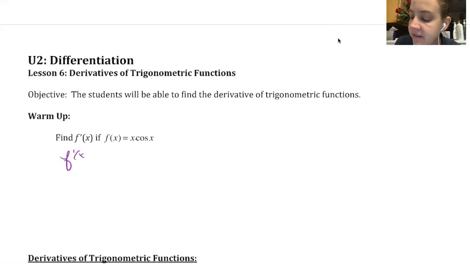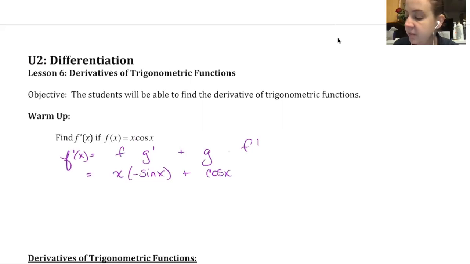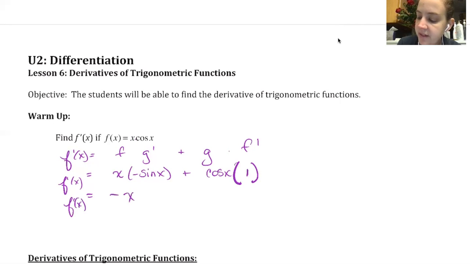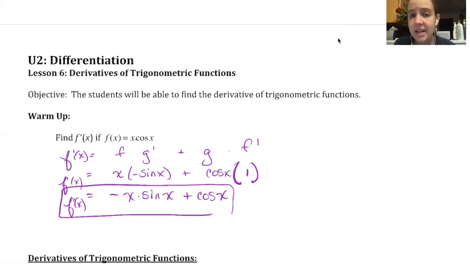So f prime of x is f g prime plus g f prime. F will be x. G prime is the derivative of cosine, which is negative sine. G is cosine. And f prime is the derivative of x, which is 1. So if I rewrite this, there's not a lot to do to simplify. I'm going to move the negative to the front so it doesn't accidentally look like subtraction and not write the 1. There you go, there's the derivative. There are no trig identities to simplify that with. There's nothing to factor out. That's as good as it gets.